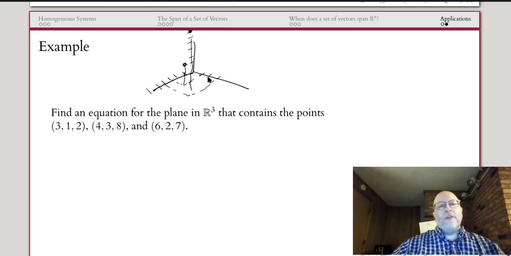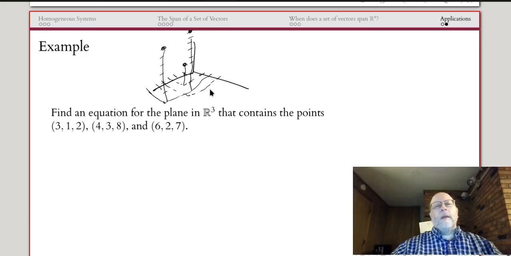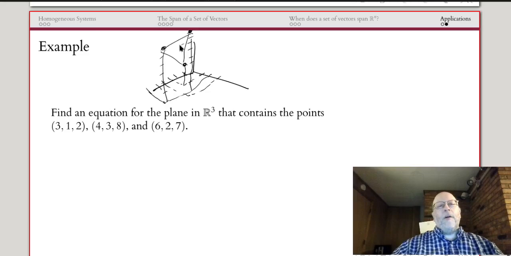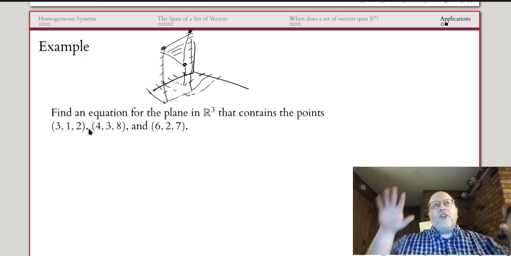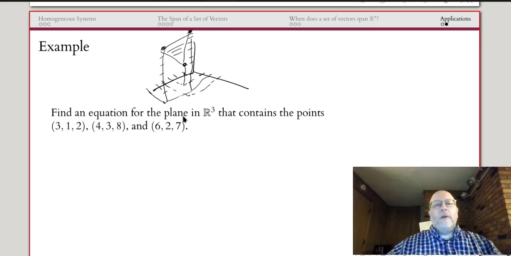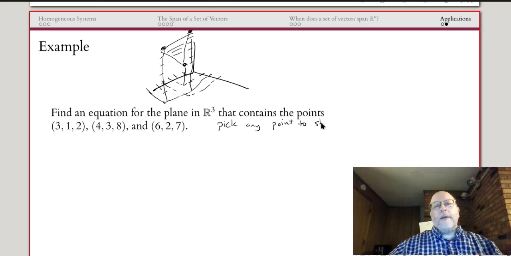And then 6, 2, 7, and then 7 units up in the z direction. And so we want to find this plane up here that doesn't contain the origin. So here's what we're going to do. We're going to temporarily shift the plane so it does go through the origin. So we're going to pick one of these points, pick any point to shift by.